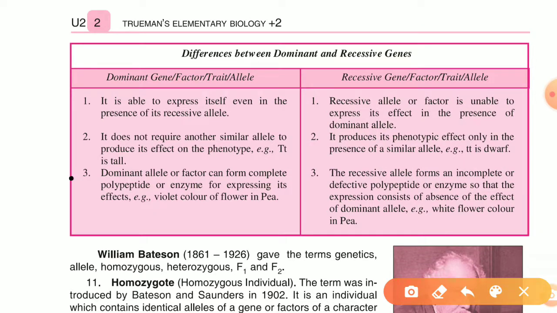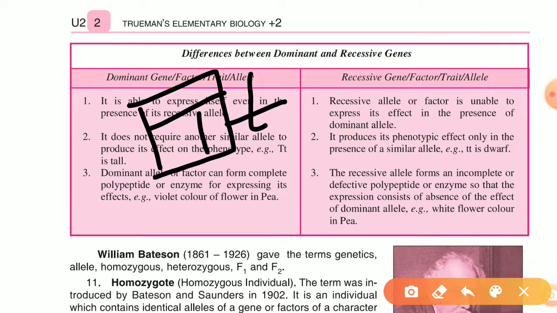Next is the dominant allele can form the complete polypeptide और एंजाइम. पूरा एंजाइम बनाता है for expressing the effect. That's why complete effect is produced here. लेकिन जो रिसेसिव जीन है वो इनकम्प्लीट और डिफेक्टिव पॉलीपेप्टाइड बनाता है. अभी हम पढ़ेंगे इसको. जैसे मैंने बताया ना अभी कि एक होता है कैपिटल टी, एक है स्मॉल टी. अब जब कैपिटल टी प्रेजेंट है, it is DNA only, तो ये क्या बनाता है? प्रोटीन बनाता है. ठीक है.